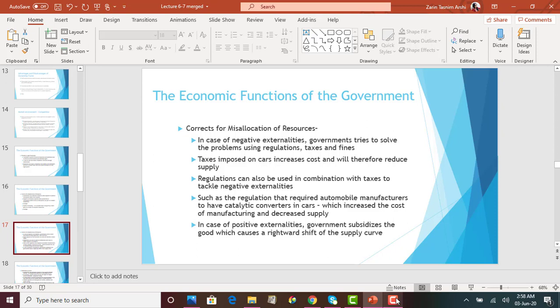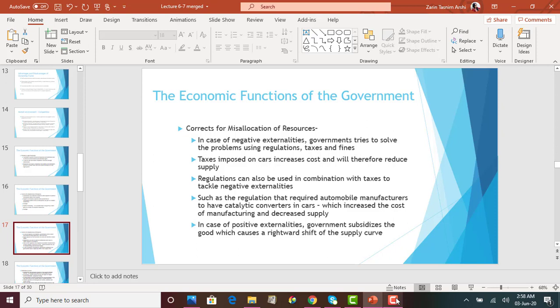Okay, now three ways they can do: taxes, regulations or fines. Let's say I am buying a car from Tom the auto dealer, and then the government comes and says if you buy the car you have to pay 10% extra tax to us. So probably that will discourage me from buying the car and I'll probably use public transportation. So that's one way they can reallocate the resources.